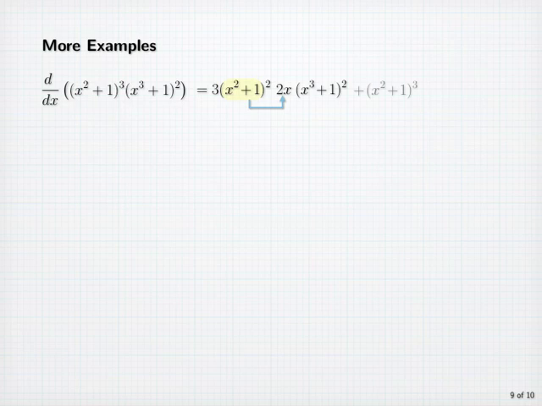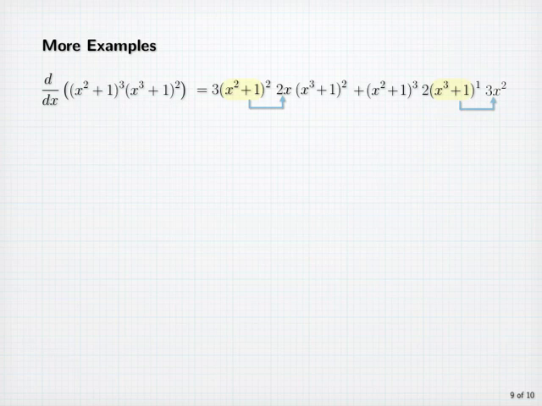Now, we write the first factor, x squared plus 1 cubed, and multiply by the derivative of the second factor. Now, here we use the chain rule. We differentiate the square function and write 2 times the inside function x cubed plus 1 to the first power and multiply by the derivative of the inside function, which is 3x squared.